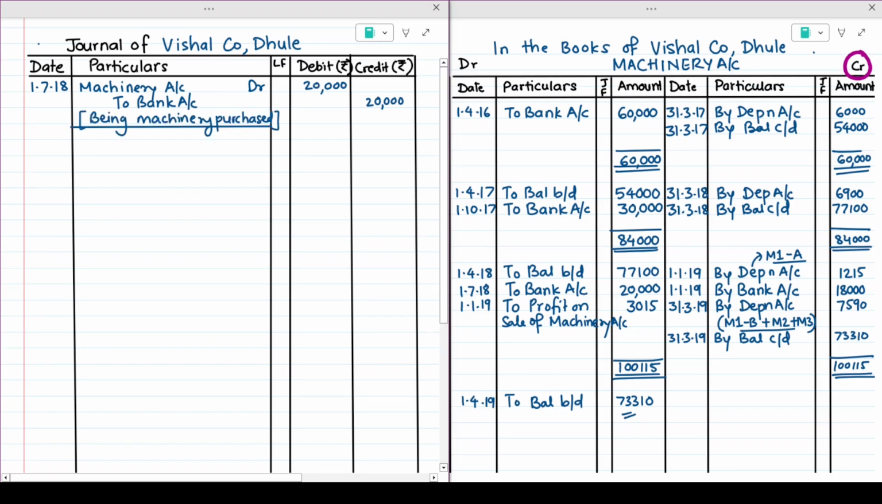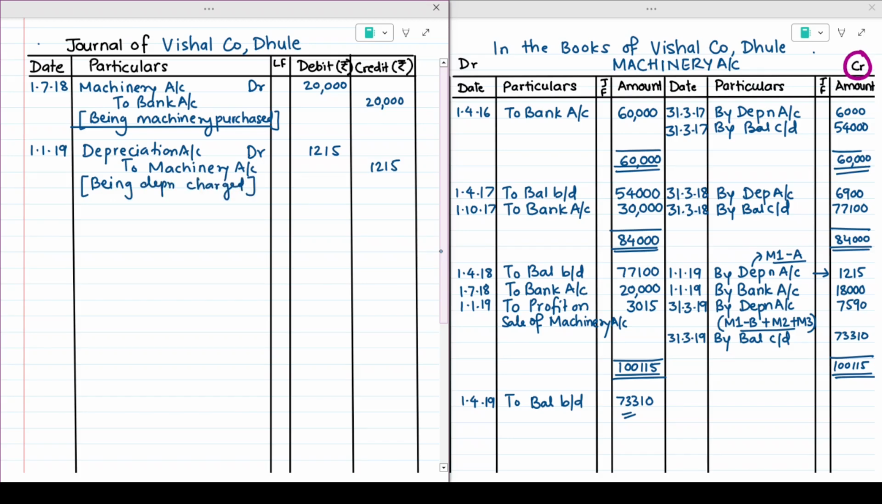And then we have sold one asset, and for that we'll start with depreciation entry. Depreciation on the asset that was sold. Depreciation account debit, that was 1,215, to machinery account 1,215, being depreciation charged on asset sold. You can write that. Then on same date we have sold the asset.